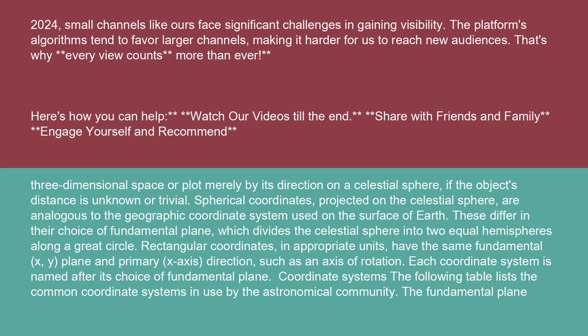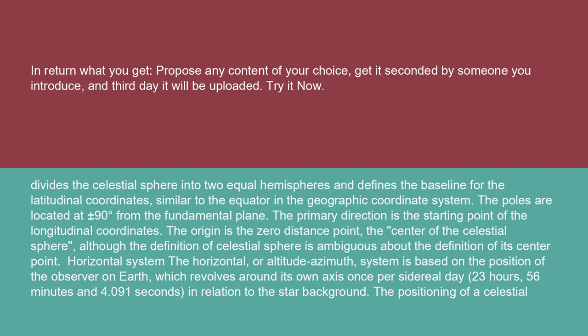The fundamental plane divides the celestial sphere into two equal hemispheres and defines the baseline for the latitudinal coordinates, similar to the equator in the geographic coordinate system. The poles are located at plus or minus 90 degrees from the fundamental plane. The primary direction is the starting point of the longitudinal coordinates. The origin is the zero distance point, the center of the celestial sphere, although the definition of celestial sphere is ambiguous about the definition of its center point.